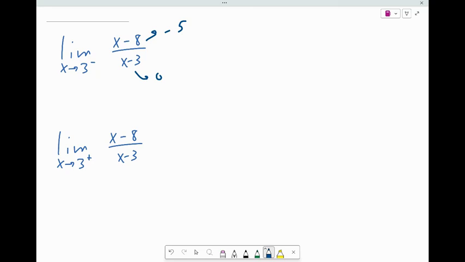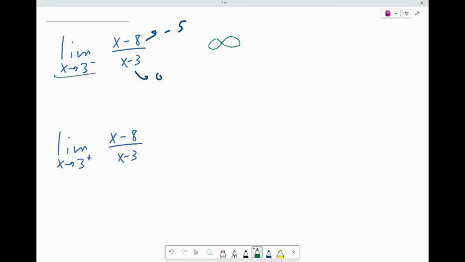When you see the denominator going to 0 and you see the numerator not going to 0, you already know that the answer is going to be either positive or negative infinity. So we have to do a little bit of exploring to figure out, based on which way x is approaching 3, whether this will be positive infinity or negative infinity. Now, there's a couple different ways you can go about this.